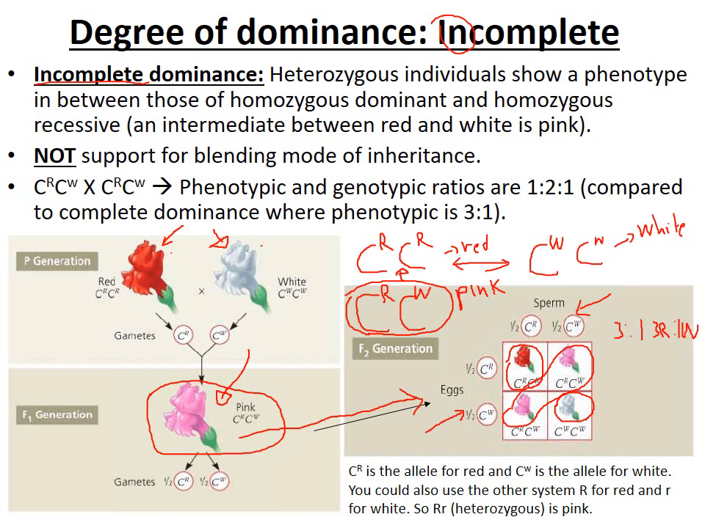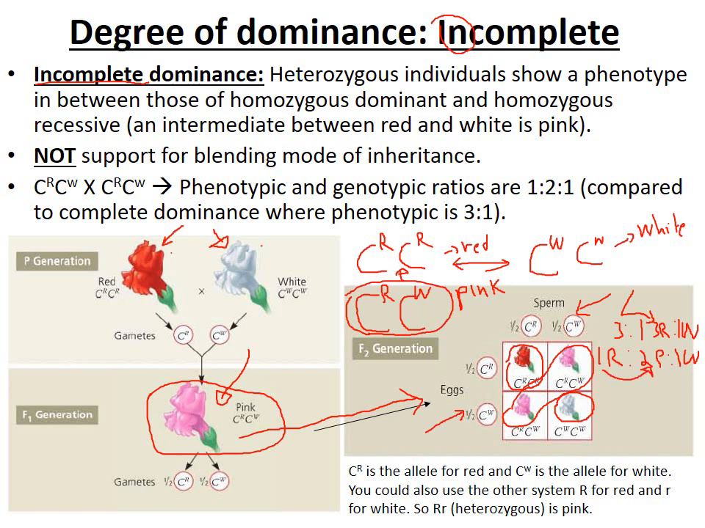But because we have incomplete dominance, here's what we have now. We have 1 red, we have 2 pinks, and we have 1 white. Normally, the heterozygous individuals would all fall under this 3 category here, this 3 red here. But now that we have incomplete dominance, 2 of those individuals are heterozygous and therefore the intermediate, they're the pink.